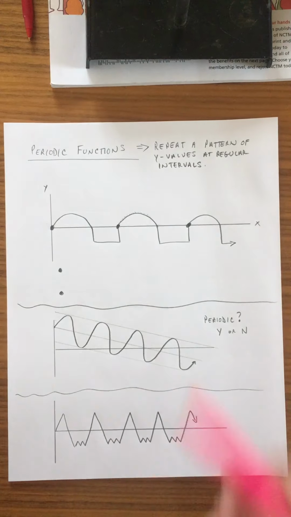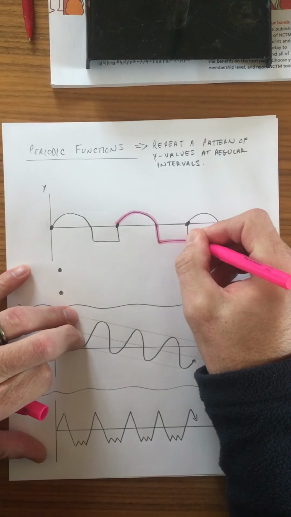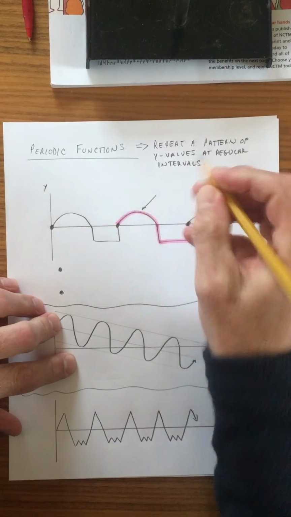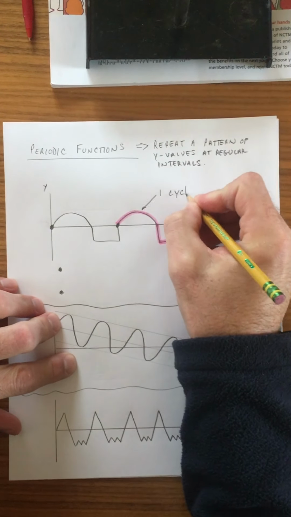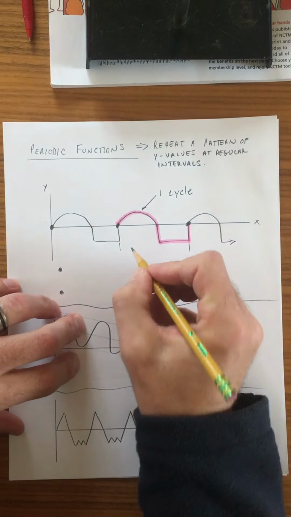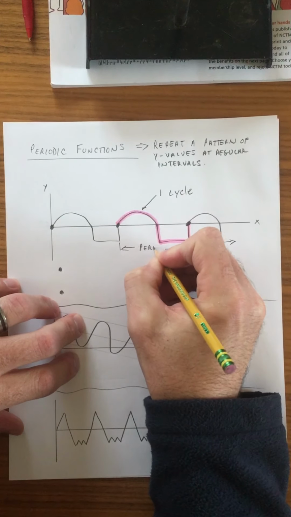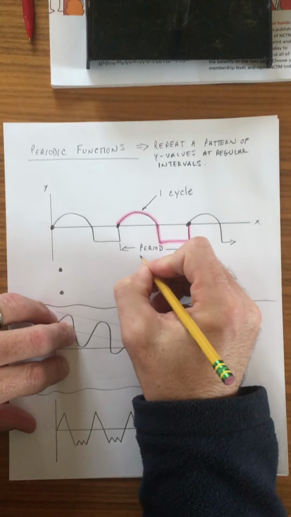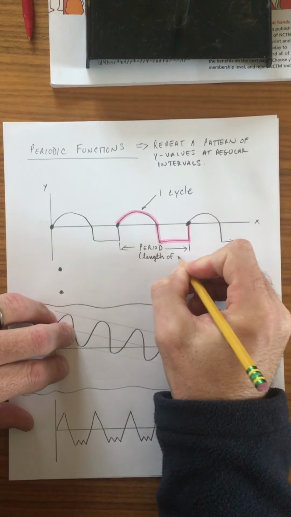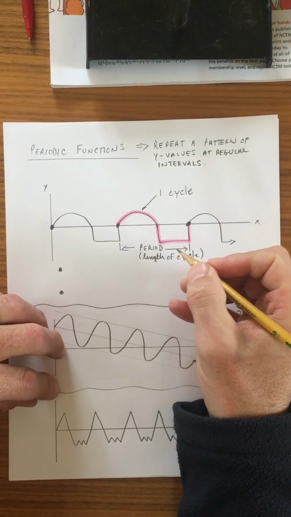Now, this is one complete pattern, and then it starts repeating. Okay? This pattern is called one cycle. And the length of this cycle from beginning to end is called the period. So the period is the length of the cycle.